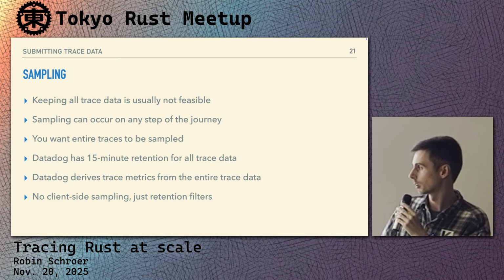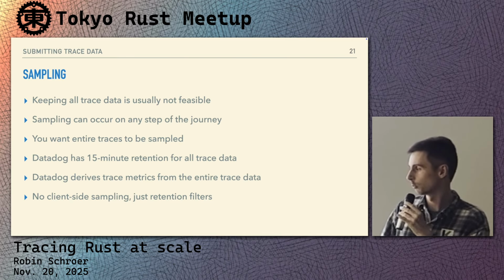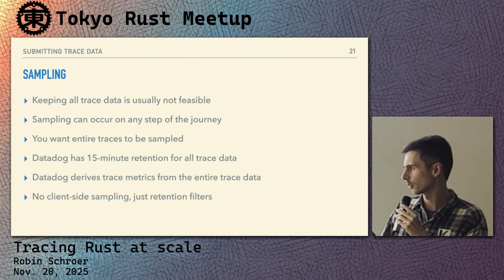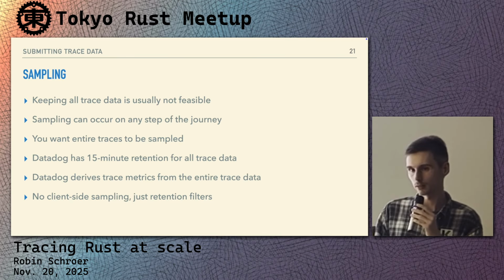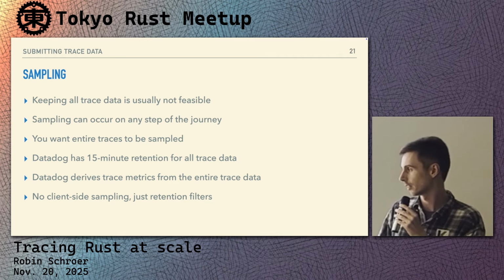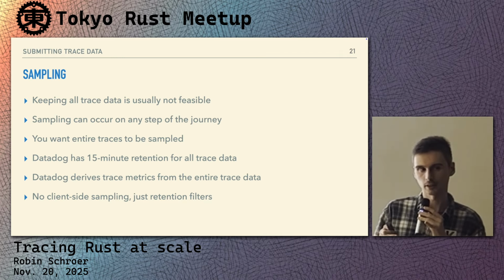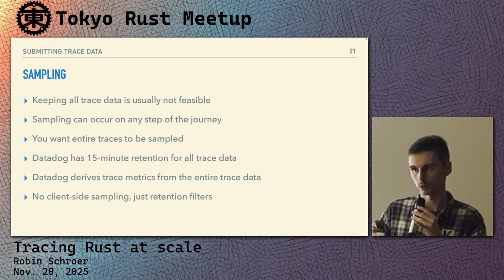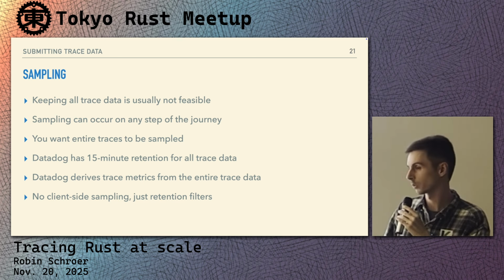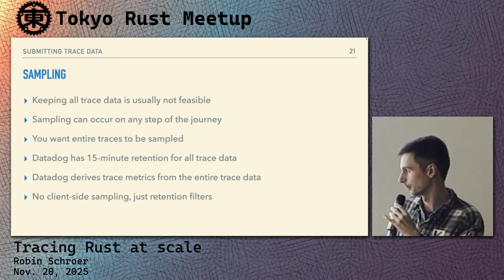Notably, Datadog has 15-minute retention for all trace data at reasonable pricing. And they also can generate trace metrics from the trace data. And the trace metrics will come back later. They're very interesting. Basically, you can get things like request counts, error rates, latency distributions for arbitrary percentiles. So that's really useful if we're looking at, for example, request handling.